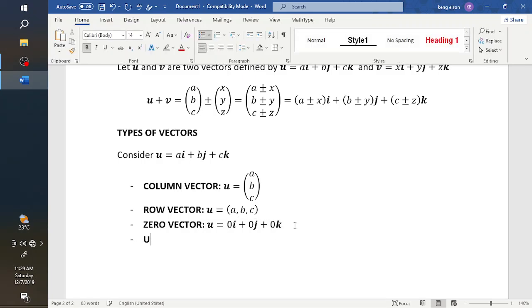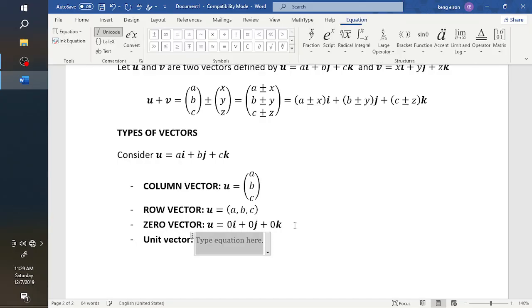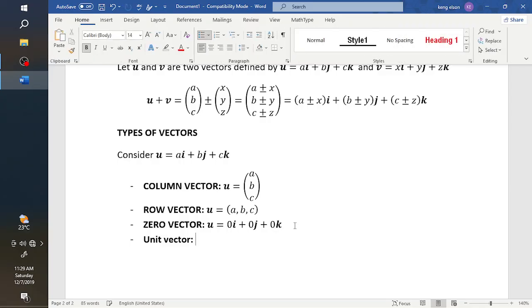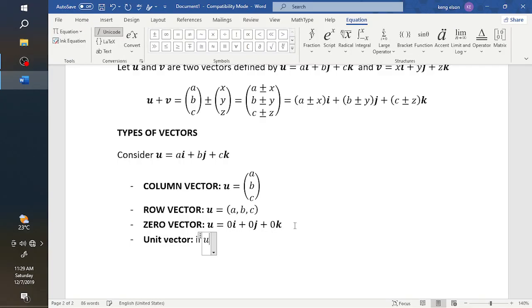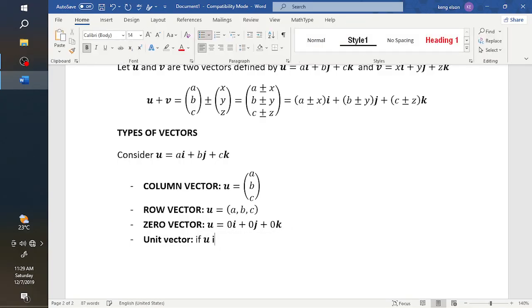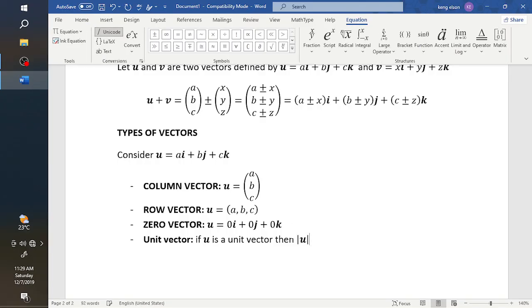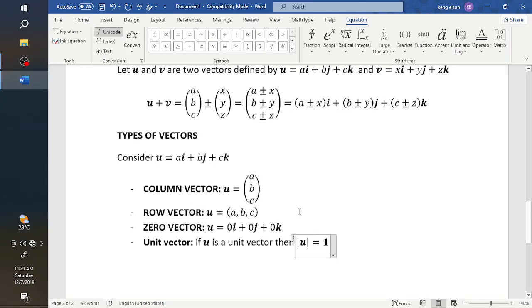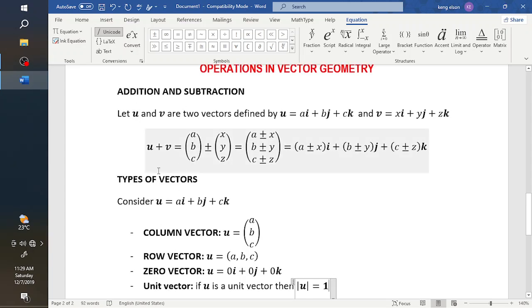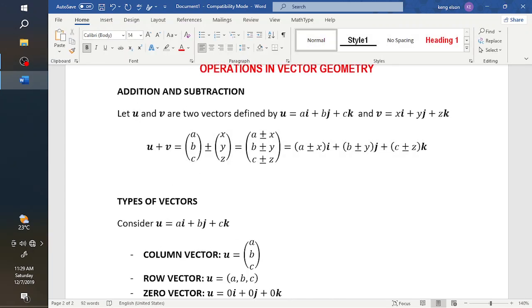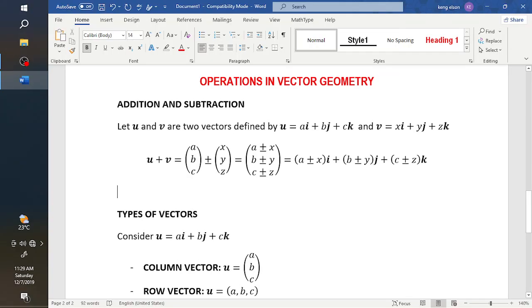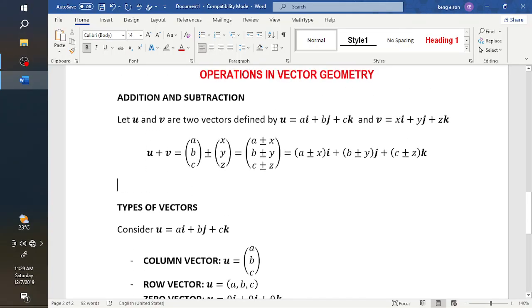So we also have the unit vector. The unit vector is a vector whose magnitude is equal to 1. So by definition, if the vector u is a unit vector, then the magnitude of u is equal to 1. All right, I've remembered something before these types of vectors. Under operations, let us see how to find the magnitude of a vector.